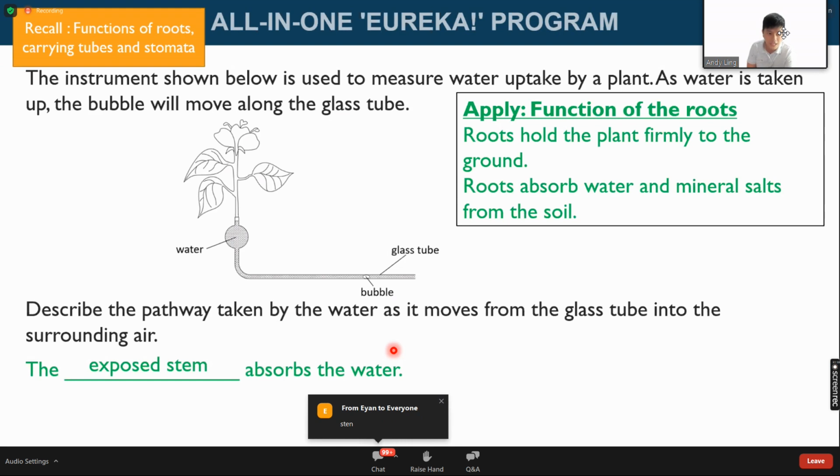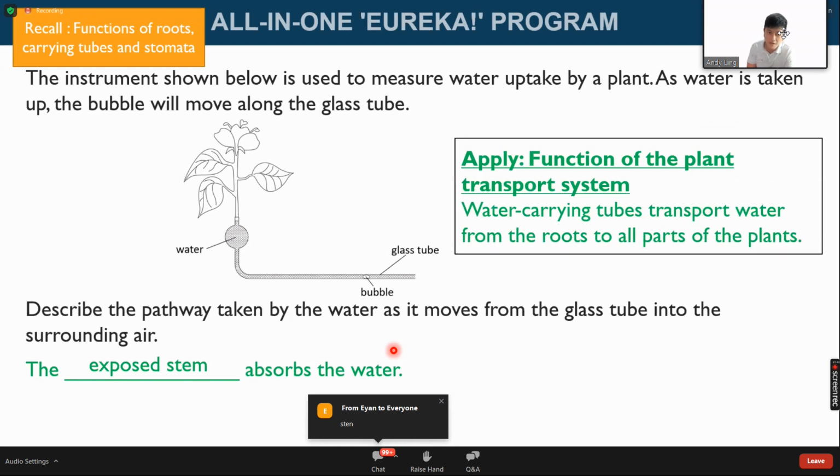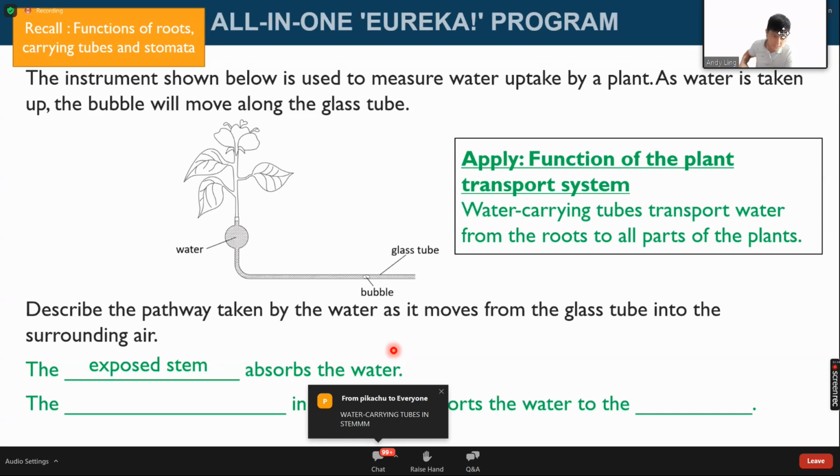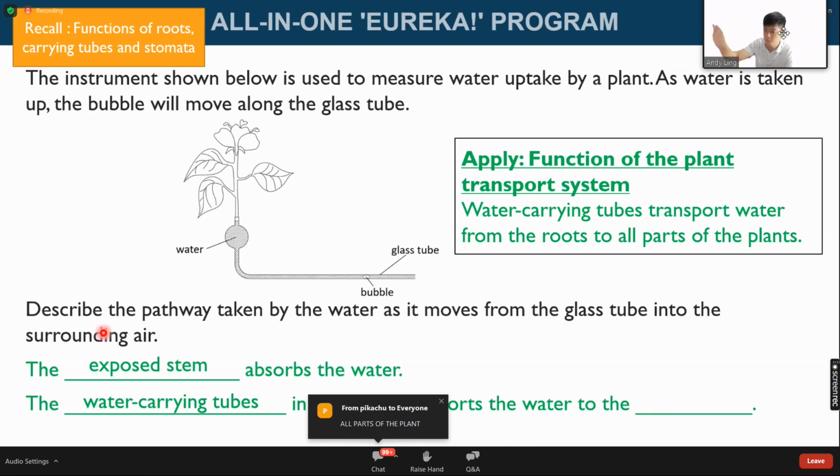Okay, next one, apply the function of the plant transport system. So what is the first keyword here? Just now some of you got it already. The water carrying tubes, exactly. In a plant, it transports the water to where? Which part of the plant will allow the water to be lost?